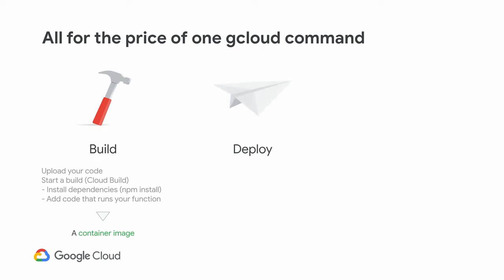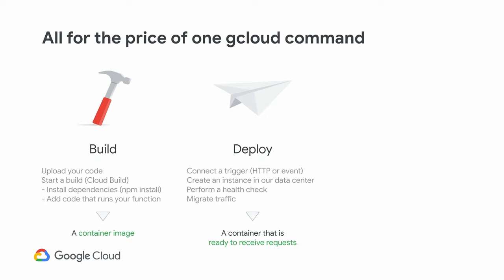What happens next? We deploy your function. We take that container, we're going to connect a trigger to it. So if you say HTTP, we're going to give you a URL. We're going to create an instance of your function that runs in our data center. We then perform a health check. We make sure that what you gave us can actually run on our infrastructure. And then we start to migrate traffic over gradually. And so now you have this container that is ready to receive requests on our infrastructure. You wrote a couple lines of code, we built a container image, we made sure it actually runs, and now it's ready to run. So the last thing we do is we run it.